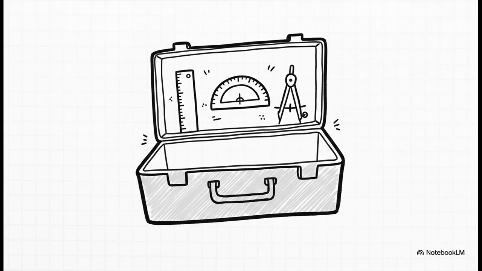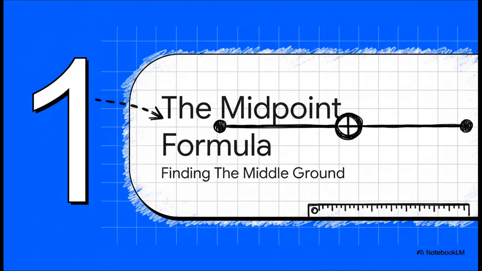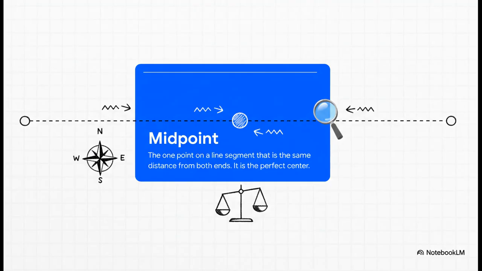We're going to build our problem-solving kit from the ground up, and by the end, you're going to have 3 essential tools that'll let you tackle pretty much any coordinate geometry challenge thrown your way. All right, our first tool is a real fundamental one. It's all about finding the exact center of any line segment, and it doesn't matter where the endpoints are. Just think of it like the perfect halfway point on a road trip between 2 cities. It's that single spot that's the exact same distance from where you started and where you're going. It perfectly balances the 2 ends.